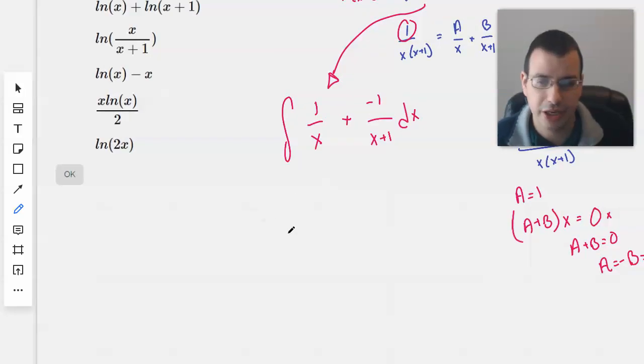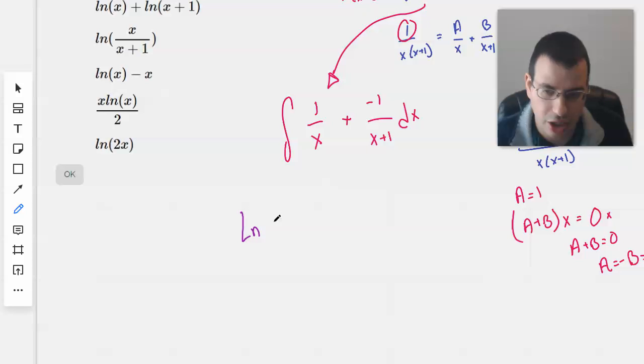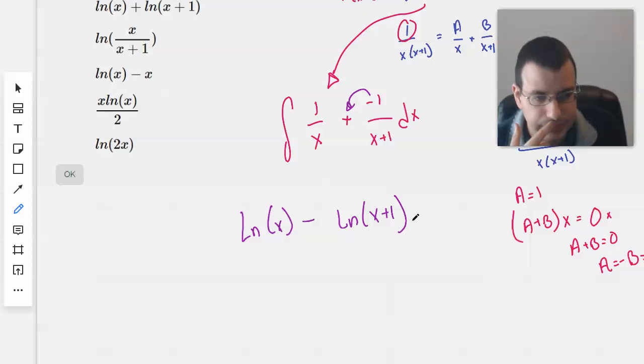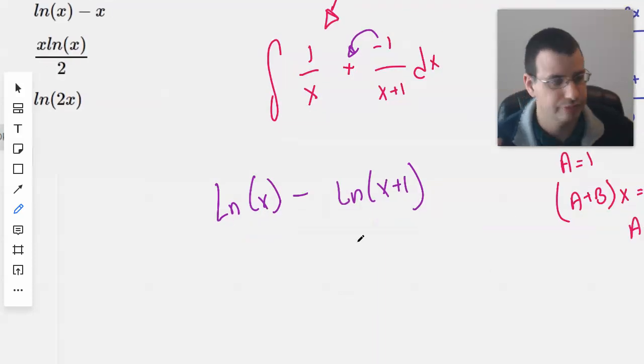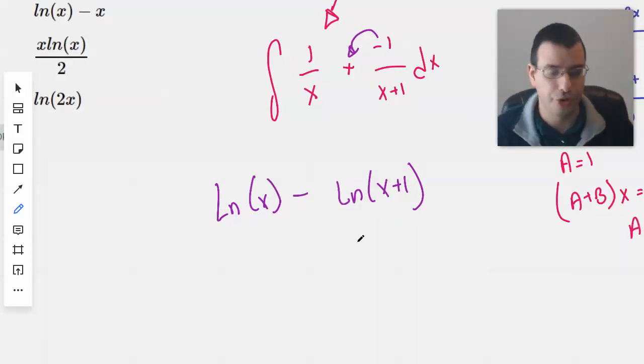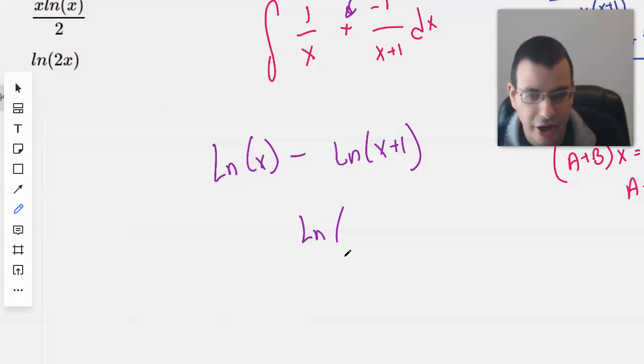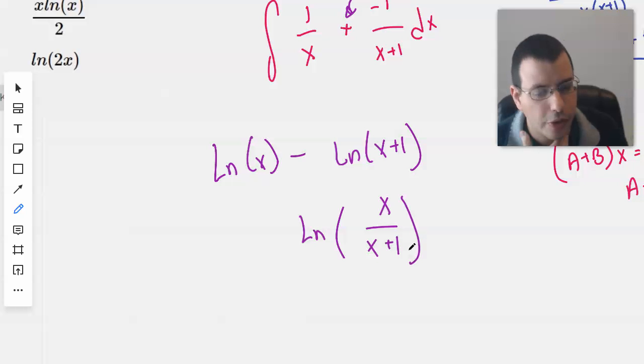So what we get here then is something along the lines of natural log of x minus, I just moved the negative sign down here, natural log of x plus 1. And then because of log rules, we can combine these. So this will be natural log of x over x plus 1.